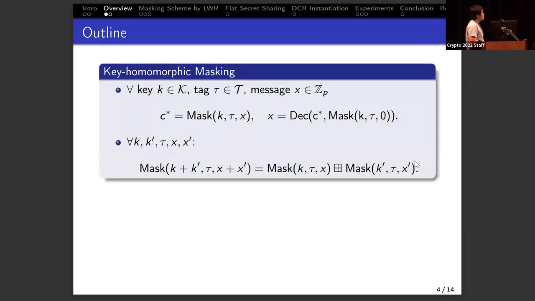So the key homomorphic masking scheme has the following syntax, where the mask algorithm takes a key, a tag, and a message x in Z_p. It computes this C star, which we call the masked message. We require the decryption algorithm to be very simple, which takes C star and the corresponding mask to recover the message x. And key homomorphism says that we can evaluate any linear function over the masks so that it will translate to evaluating the same linear function over the keys and the messages. I will use this boxed notation to emphasize homomorphic evaluation.